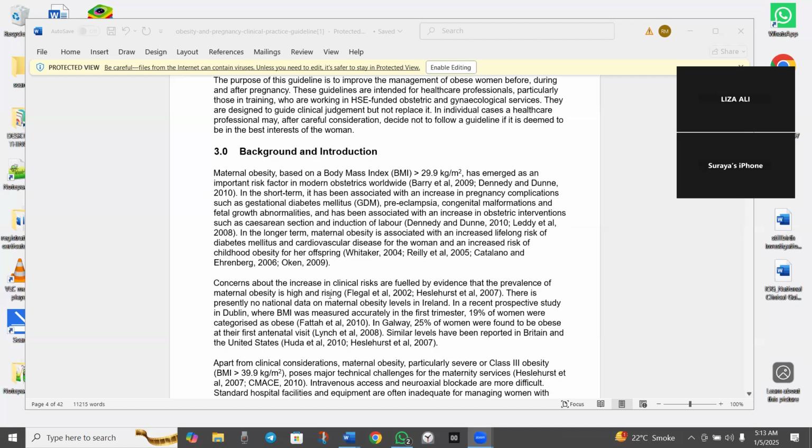And if we consider the baby, what can the baby have? The most important complications for the baby are neonatal problems: congenital heart disease, IUGR, macrosomia, shoulder dystocia, and an increased risk of cesarean section. So these are the problems the baby can have.